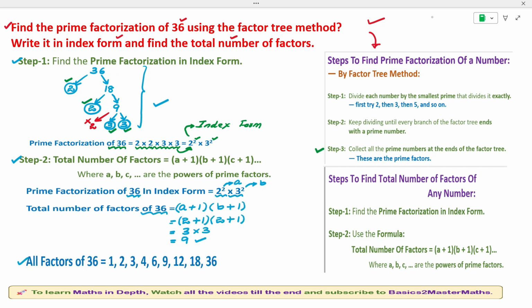You can verify by finding all factors of 36. Observe, the total number of factors of 36 is 9.